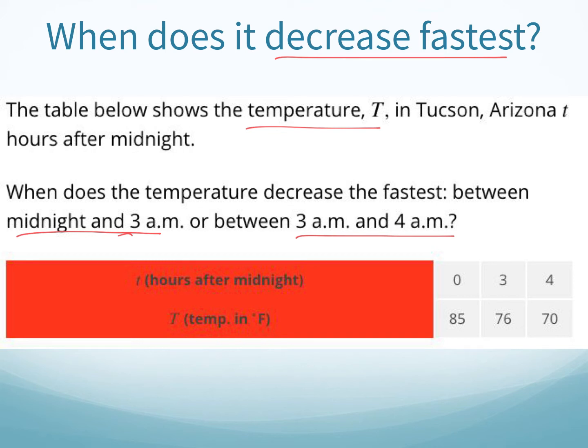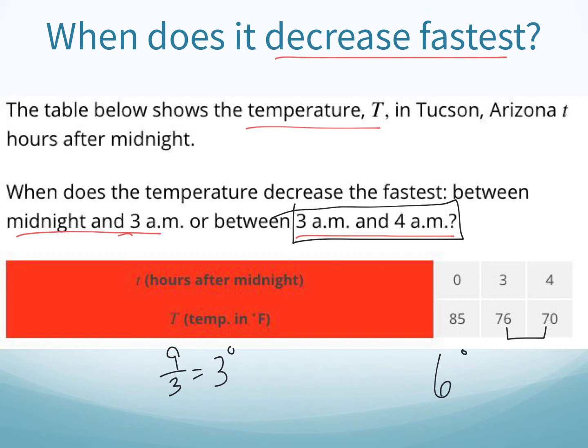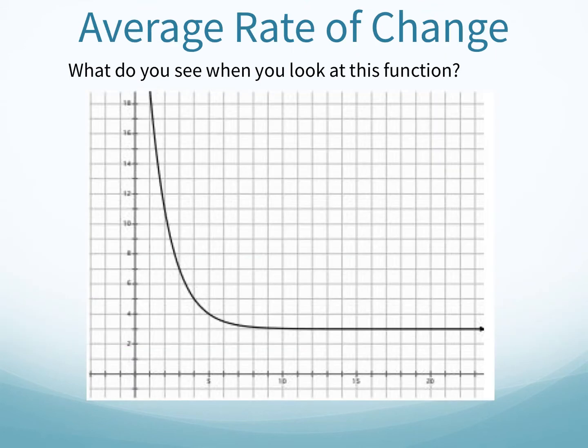Between midnight and 3 a.m., the temperature decreases by 9 degrees over 3 hours. So 9 degrees over 3 hours means that it's decreasing by 3 degrees per hour. Between 3 and 4 p.m., that's only 1 hour, the temperature decreased by 6 degrees. So it decreased faster between 3 and 4 p.m. because it decreased by 6 degrees, whereas between midnight and 3 a.m. it was 3 degrees per hour. That's all.